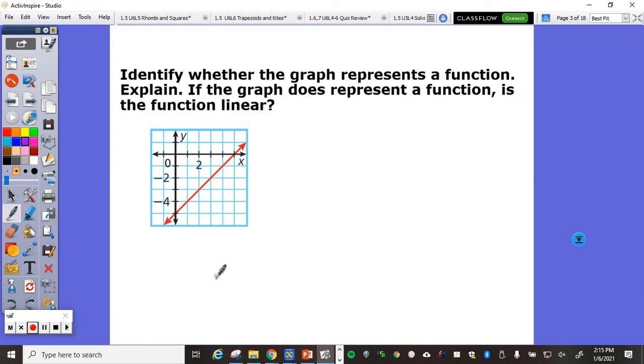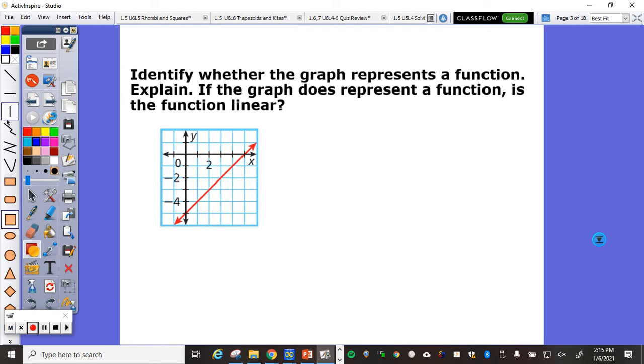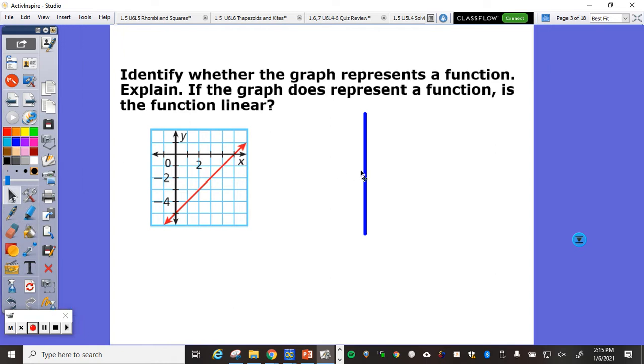All right, so is this graph a function right here? Yes. How do I know? Because it's a line. It's hitting all, with no overlap. So basically it passes the vertical line test. When I take this vertical line right here, it's only going to hit that function at one place. And of course, we can see that it's a line.